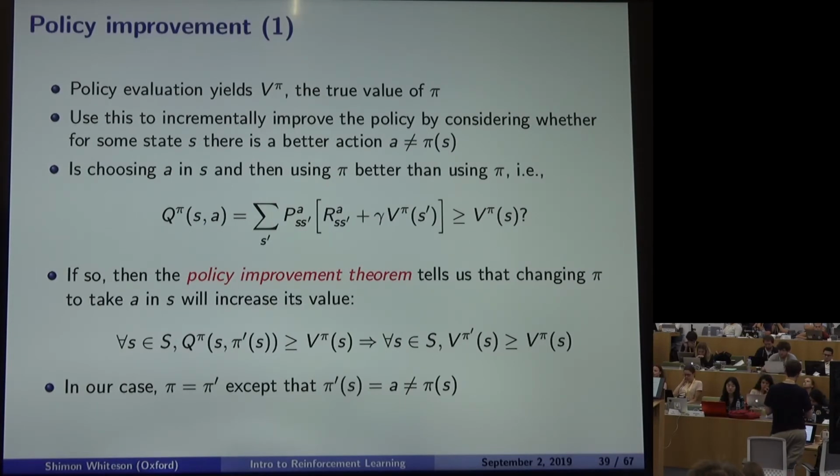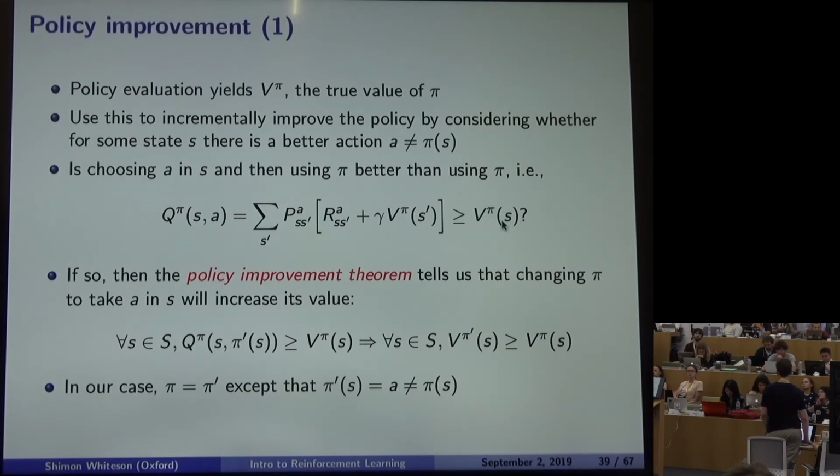We can incrementally improve the policy by trying to figure out if there's some state in which there exists some action that's different from the action recommended by our policy that we could switch to. So we're asking this question: is choosing some action A in state S and then using our existing policy better than just using our existing policy? That's the question we're going to ask. In other words, is the Q value for this state action pair greater than just the value of the corresponding state?